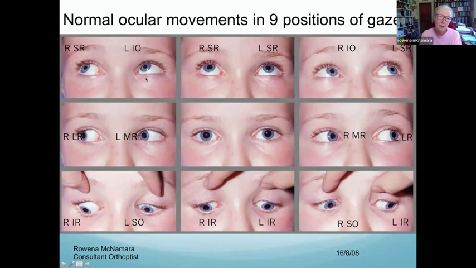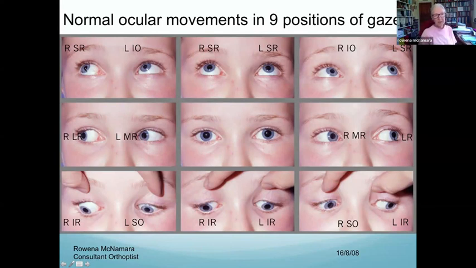When we look up to the patient's right, we need to remember that we're facing the patient. This is the patient's right eye. This is the patient's left eye. So looking in this position, we're looking at the patient's right side. They're looking up to their right. And we call that dextro, if you want to use the Latin term. So you may find in the textbooks it's called dextro elevation.